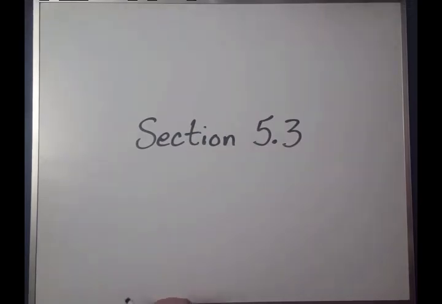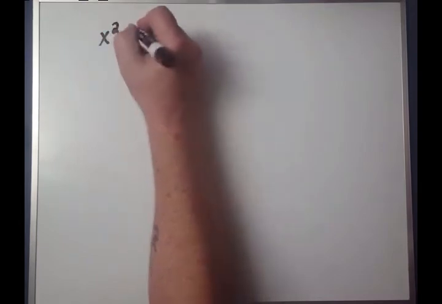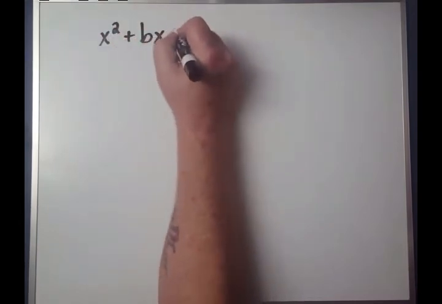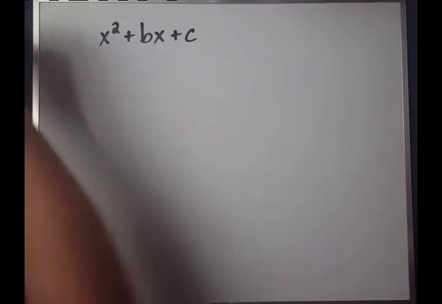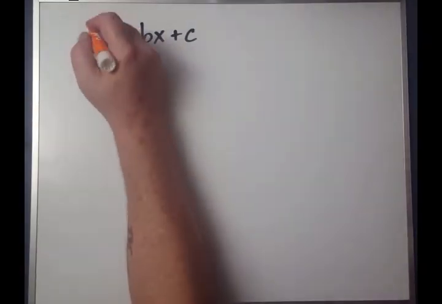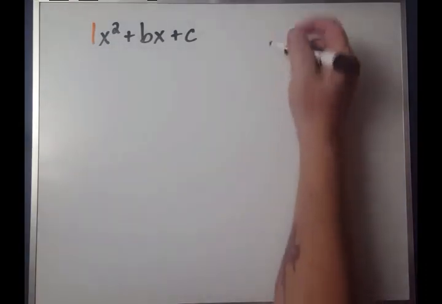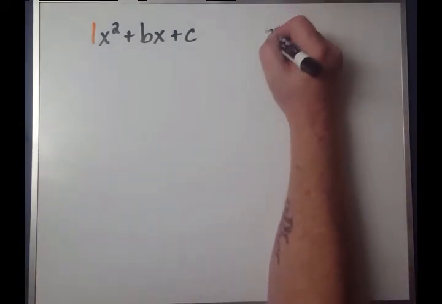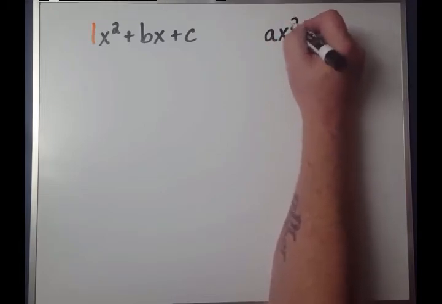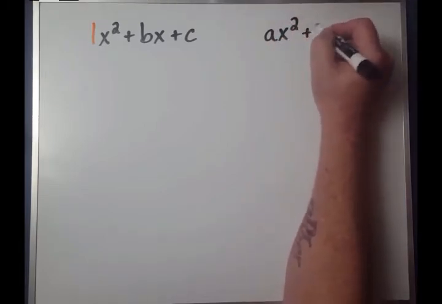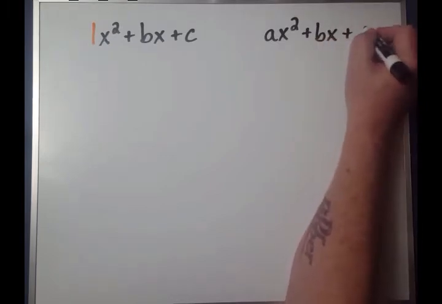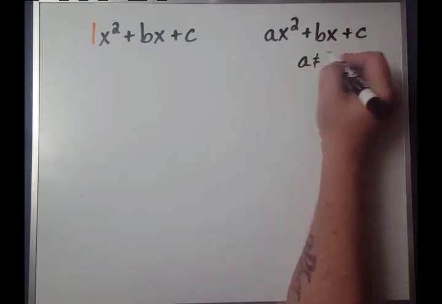Section 5.3, more on factoring trinomials. Last time we had looked at trinomials of the form x squared plus bx plus c. In other words, the leading coefficient on your square term was 1. Now we're going to look at trinomials where that leading coefficient is not 1. Ax squared plus bx plus c, where a is not 1.